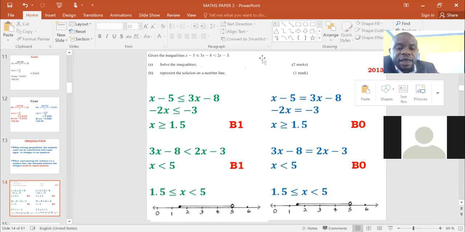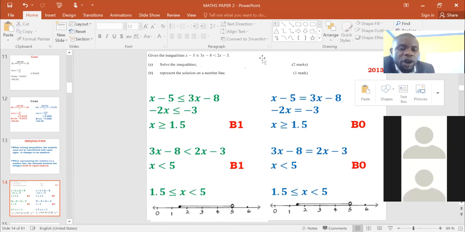And then when it comes to representing the solution on a number line, as you can see, I've drawn a number line from 0 to 1 to 2, 3, 4, 5, 6. Now, the interval between 0 and 1, if it is 1 centimeter, between 1 and 2 must also be 1 centimeter, and between 2 and 3 must also be 1 centimeter. Those intervals must be equal. If the intervals are not equal, the mark for representation on the number line will not be awarded. The B1 down there will not be awarded, because if the intervals between the 0, 1, 2, 3, 4, 5, 6 are not equal, you lose the B mark for the working on a number line.